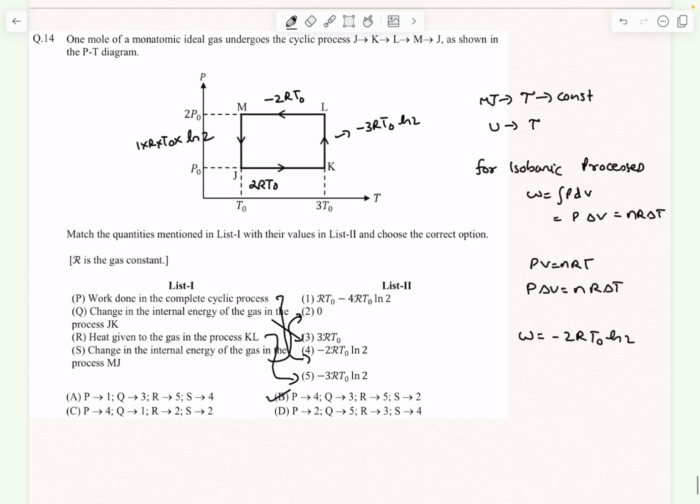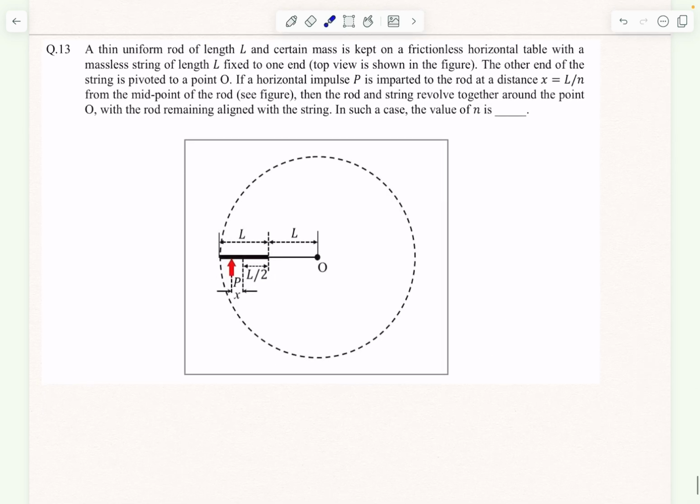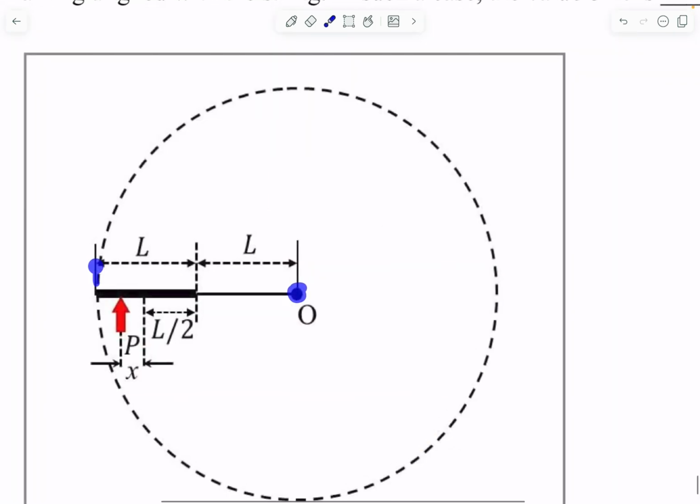Okay, so now let's do problem 13. So this is problem 13, guys. It is a problem from mechanics. In this question, we have a thin uniform rod of length L and a certain mass, and it is kept on a frictionless horizontal table with a massless string of length L fixed to one end. So this string is fixed to this end, and this is the rod that they are talking about.